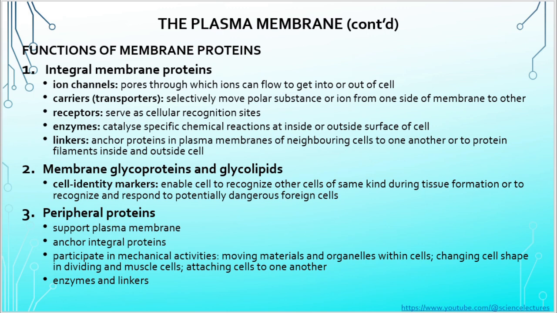Peripheral proteins help support the plasma membrane. They anchor integral proteins and participate in mechanical activities such as moving materials and organelles within cells, changing cell shape, dividing cells, and attaching cells to one another. Peripheral proteins also serve as enzymes and linkers.